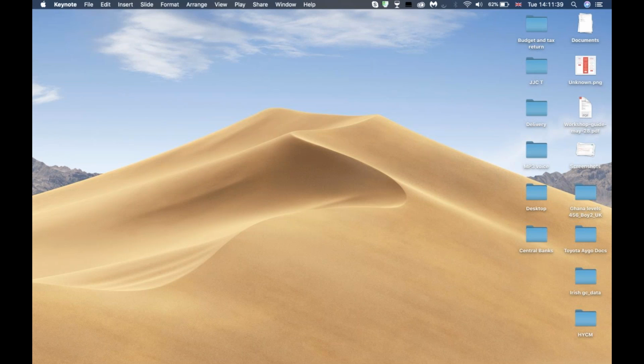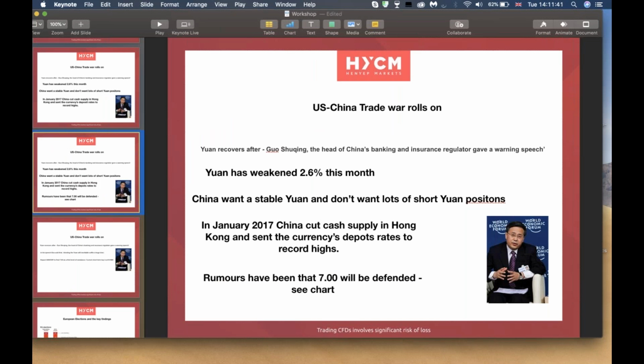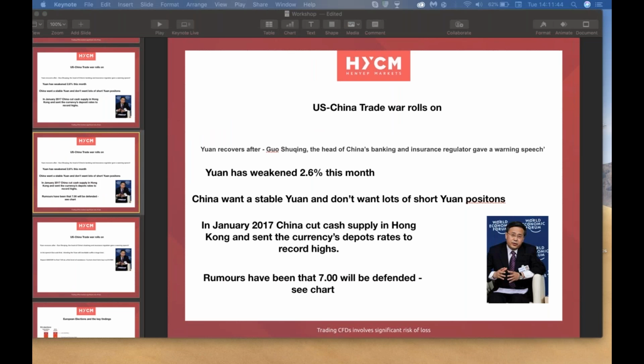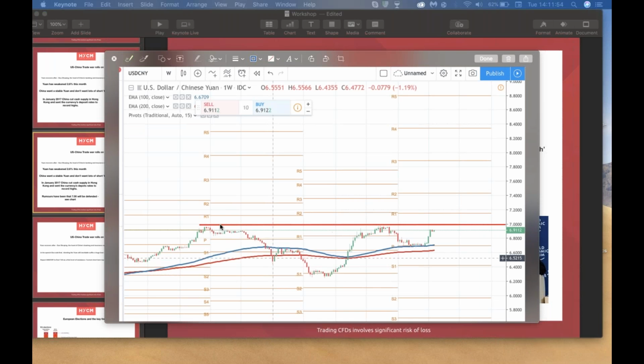I'll just call it back up on the weekly chart, which will be most helpful. I've just marked roughly that 7 level here. So this is on the weekly chart, and you can see this 7 level here. The rumors are that this is where the Bank of China will be actively and potentially aggressively defending that level. They don't want to see the yuan weakening above 7. So that is kind of the rumored line in the sand. So that's just something to be very aware of.